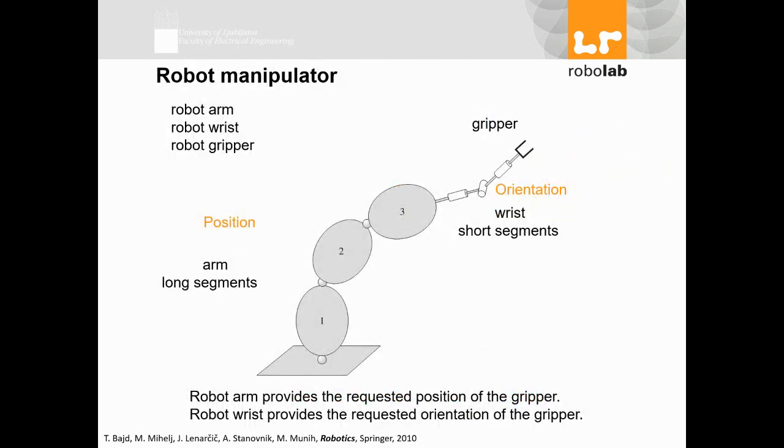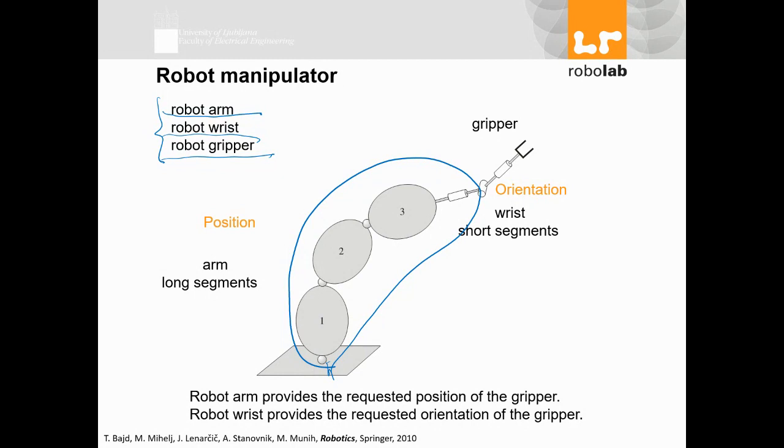So let's now have a look at the structure of a simple type of robot. In a robot structure, we can divide it into three very basic parts. One is the robot arm, one is the robot wrist, and the other one is the robot gripper, or actually the end effector, the robot endpoint. The arm of the robot is the part which actually lets you have access to different locations in the workspace of the robot.